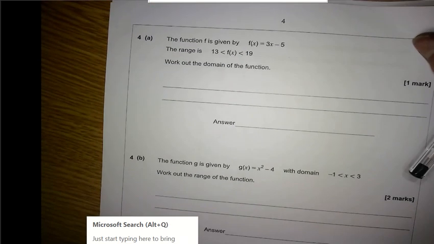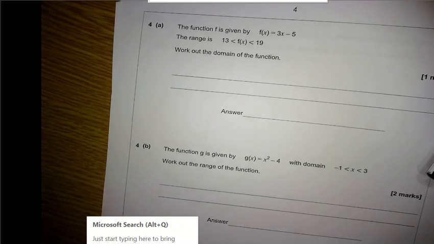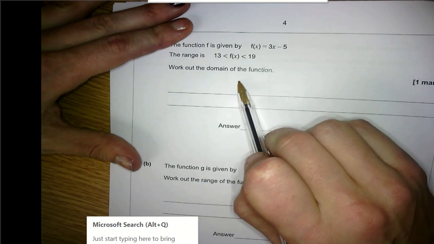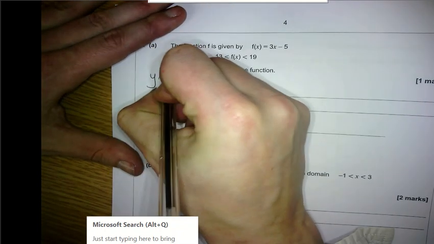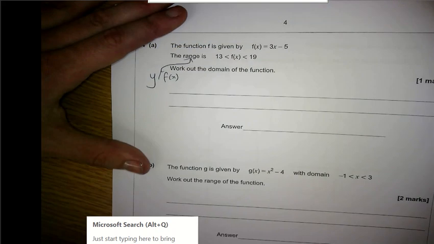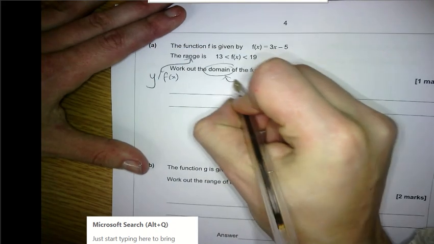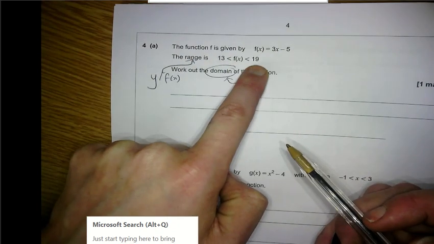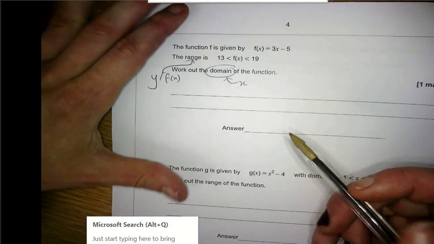Question 4. The function f is 3x minus 5. The range is given by this, 13 to 19. Work out the domain. Range is everything to do with y, or everything to do with f of x. Domain is everything to do with x. So I need to work out x when y is between 13 and 19. The range is between 13 and 19.